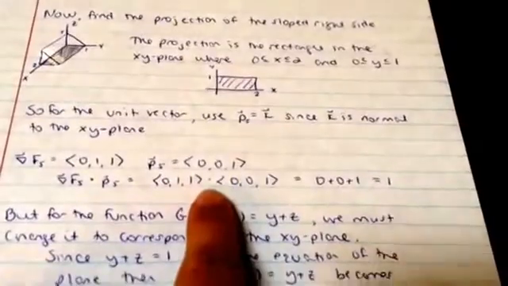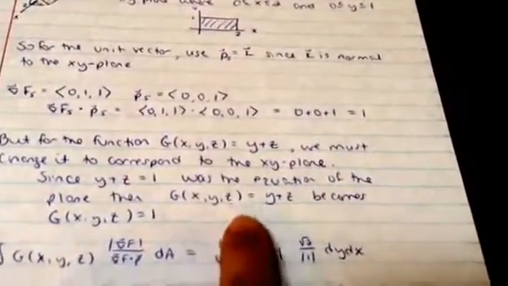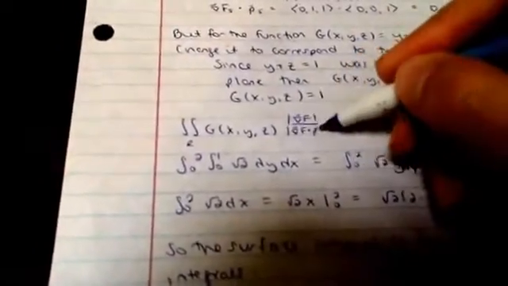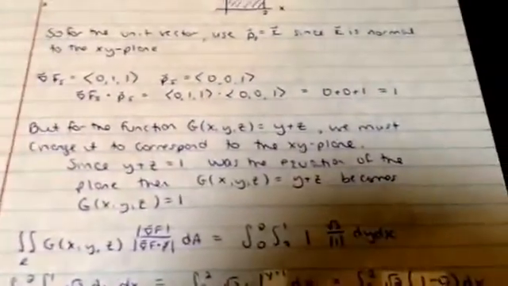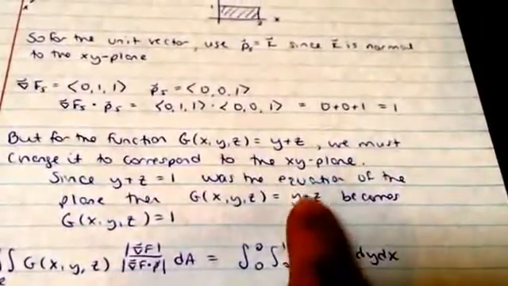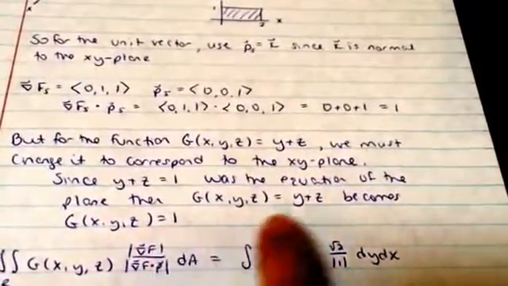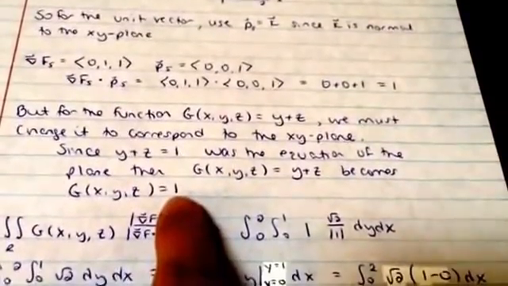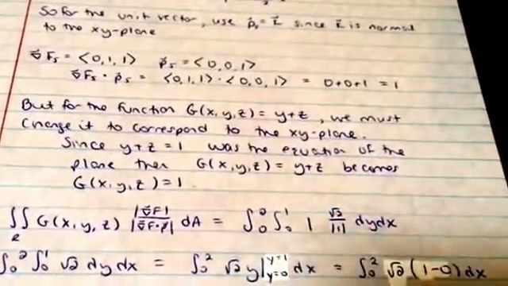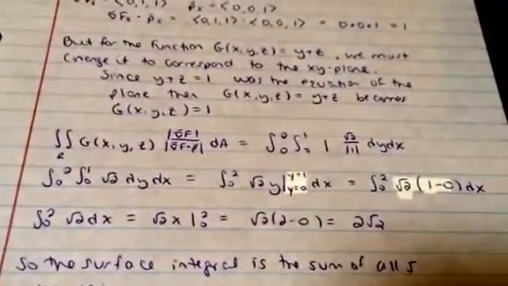So I do my dot product. Again, I forgot my absolute value bars. I remembered it here. I forgot it here. Anyway, so you can't have y's and z's in the xy plane, but because y plus z was 1, you can just substitute in a 1 for your g. So here's my g, my magnitude, my dot product, so very basic, and I get this.